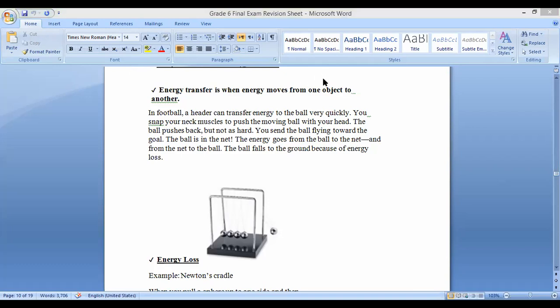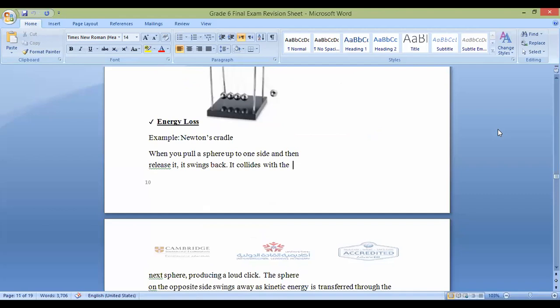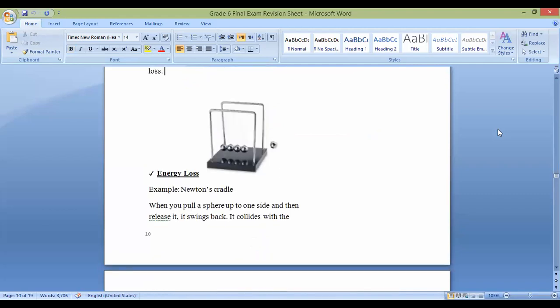Yes. All right. Now, let's look here at this. Who knows what this is? Newton's cradle. Excellent. This is Newton's cradle, and it is a very good example to see how energy loss is happening. What will happen when you pull up a sphere to one side? I have 5 spheres here. What will happen if you pull a sphere up to one side and then release it?